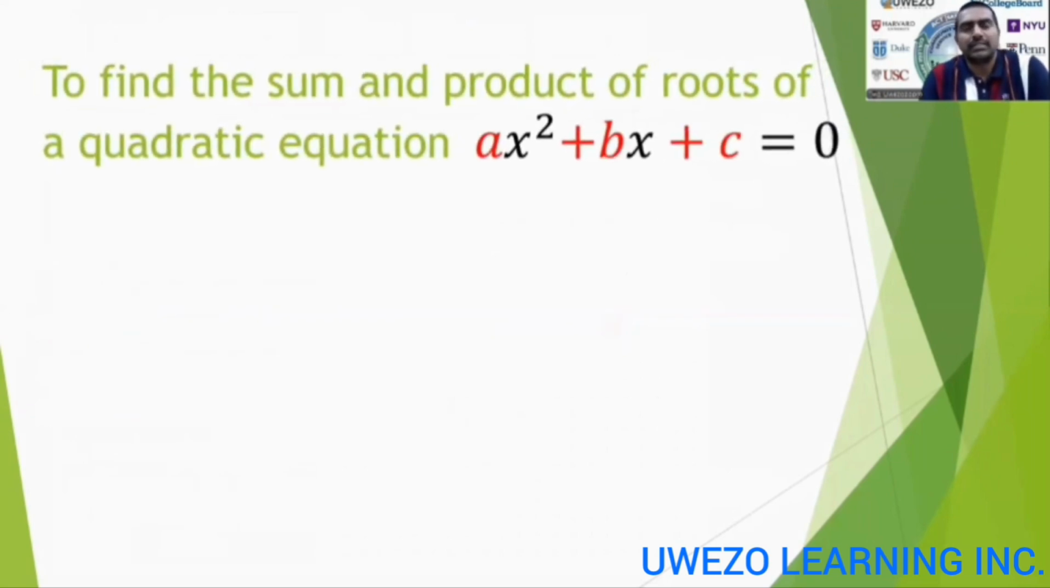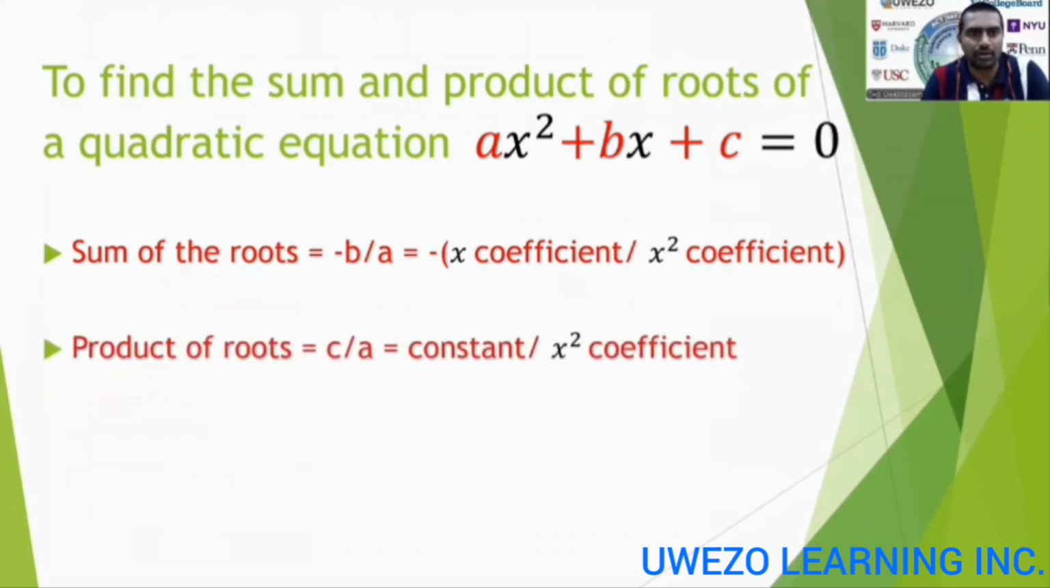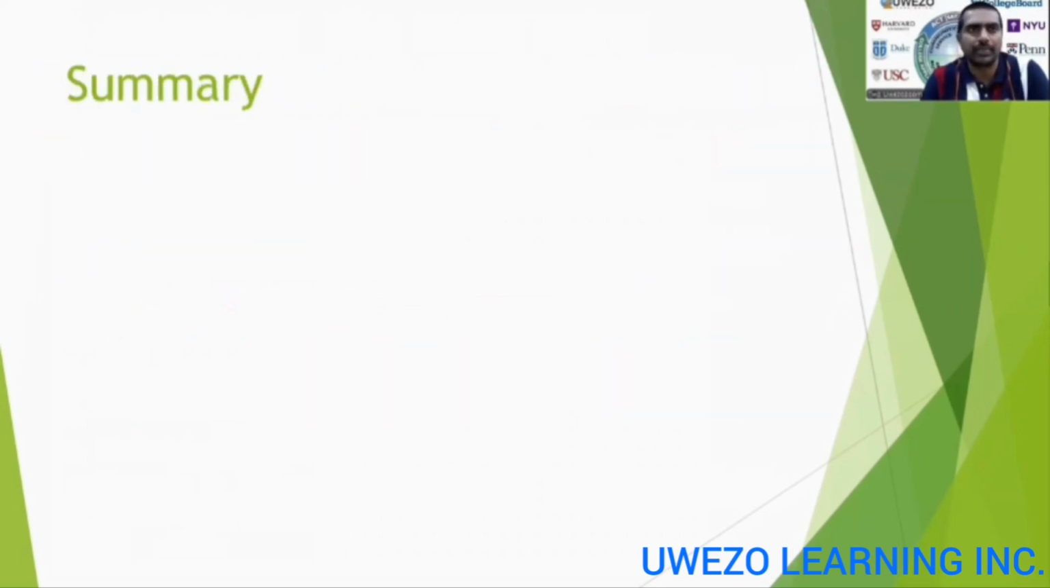And sometimes in the SAT, the question might ask simply to find one of the roots when the other root is given, and the quadratic equation is given. So you could calculate the sum of the roots by applying the formula negative of the x coefficient over the x² coefficient, and the product of the roots would be the constant over the x² coefficient.